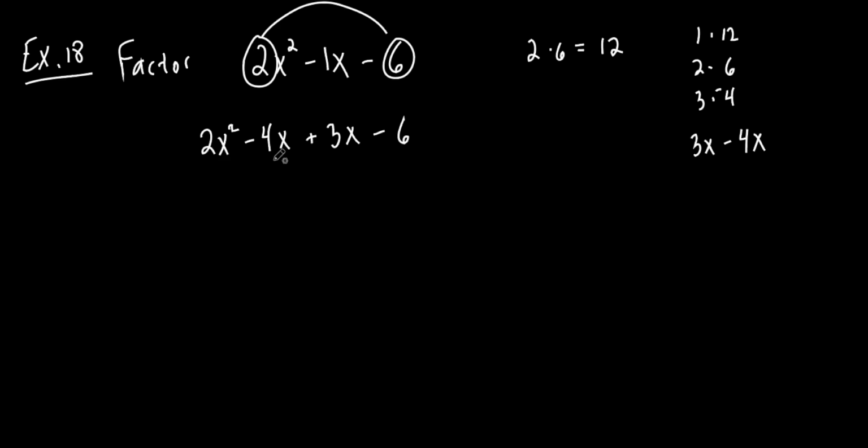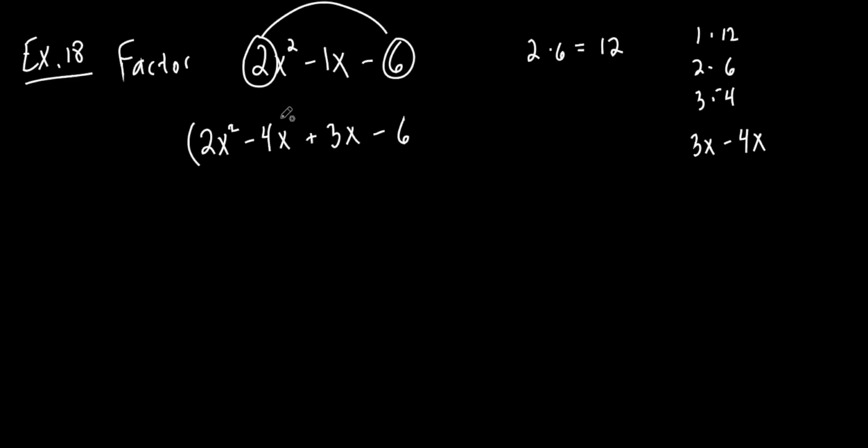Do you understand why I didn't put the 3 first? Because if I did, I got a 2 and a 3 here. I wouldn't be able to factor out a common factor. That's why I put the 4 first. Because, yeah, 2 will go into both of these. 3 will go into both of these. All right, so that was a little bit tricky. So now let's go ahead and factor.